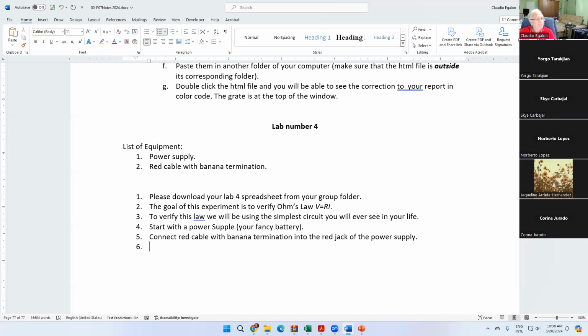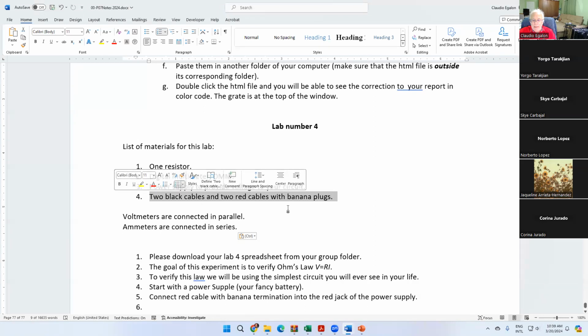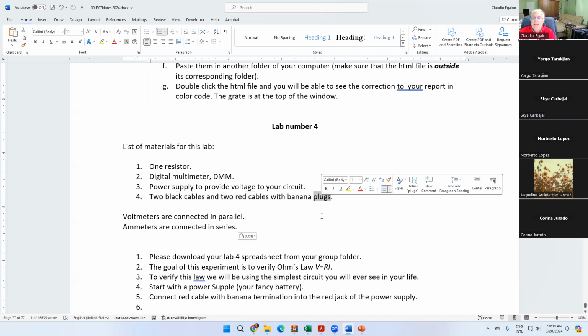Let's see. Let me do it differently. I forgot to do something here. Let's start with the list of material, okay? That's easy. Here you go. That's the list of material. You're gonna use one resistor. I forgot the resistor here that you're going to use, okay? One resistor, a digital multimeter, a power supply, right? Two black cables and two red cables, with banana plug termination. Okay.